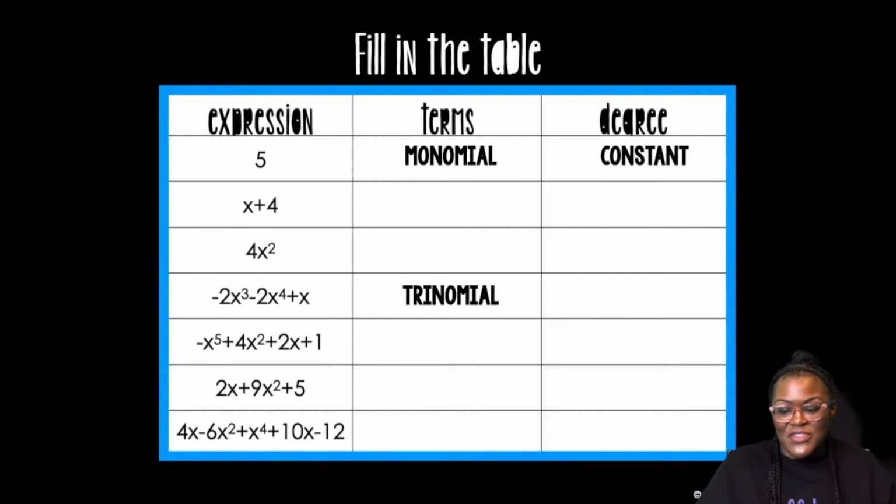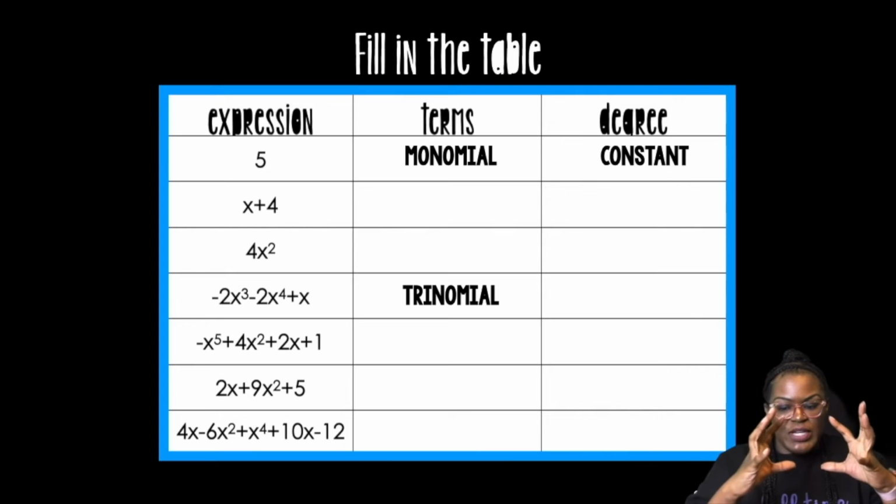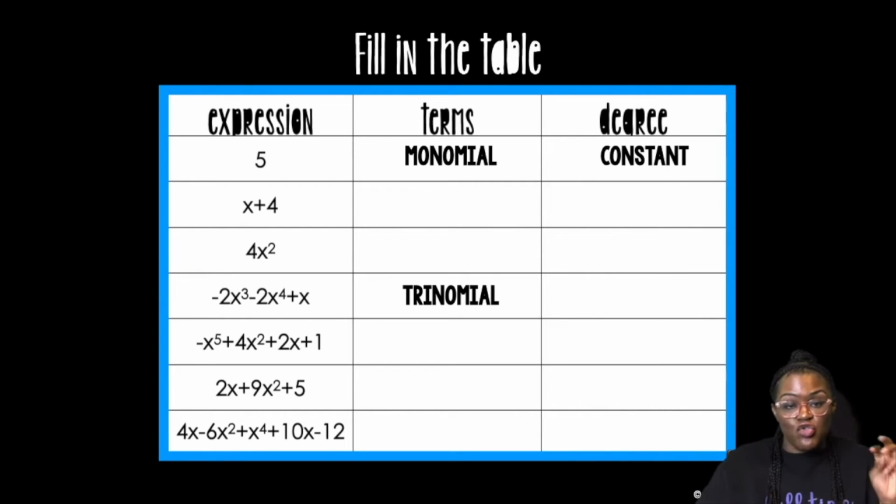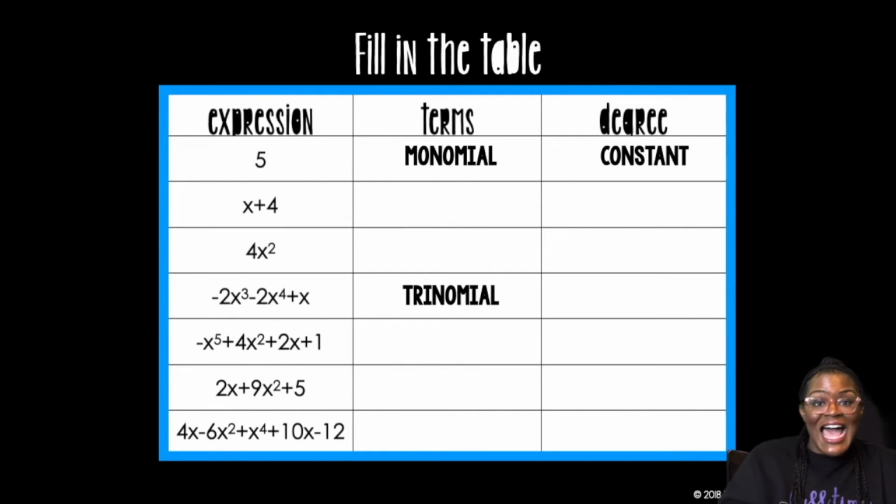So we jumped around. This one has 3 terms. I have the 2x cubed, the 2x to the 4th, and then the x. That's a trinomial because it has 3 terms. And what is the degree? Remember, the degree is the highest exponent. So we're going to say it's a degree 4, but I'm going to use the fancy term, which is quartic.